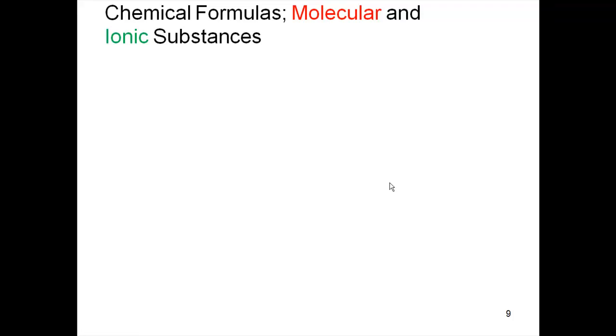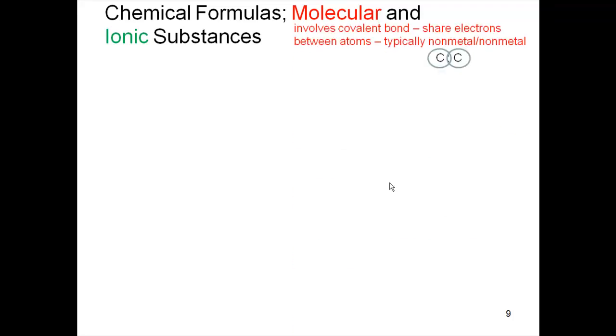So we're going to talk about molecular and ionic substances. Let's define what we refer to as a molecular substance. That's a substance that involves covalent bonding, basically the sharing of electrons between atoms. Typically, we refer to a nonmetal arrangement. What you have is a pair of electrons being shared between two atoms. That's a covalent bond.